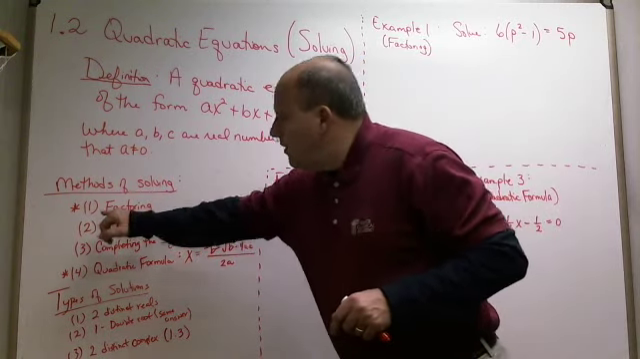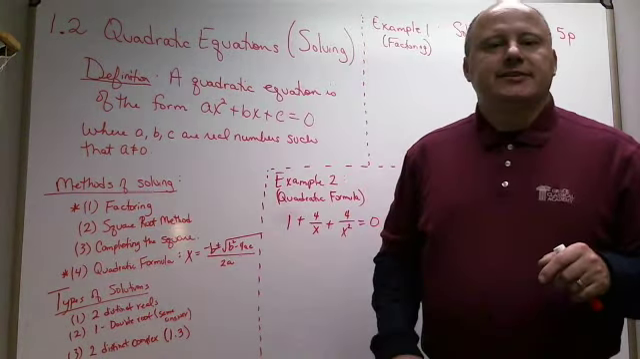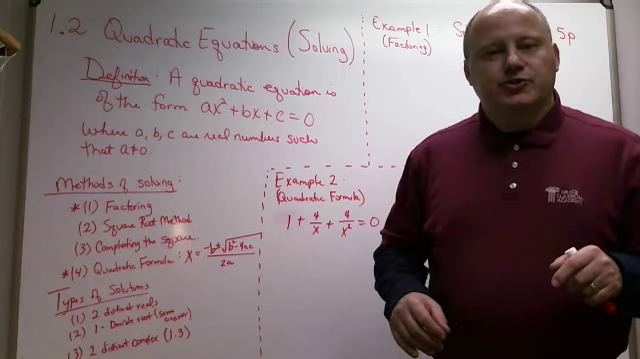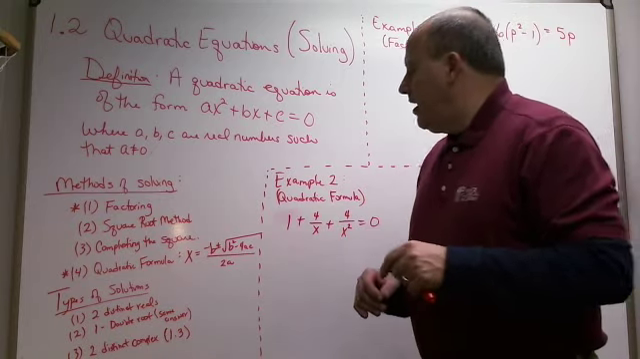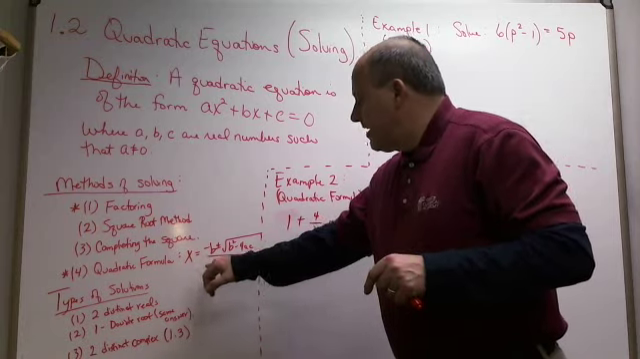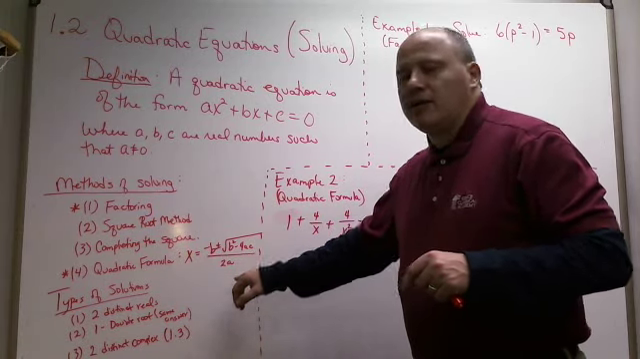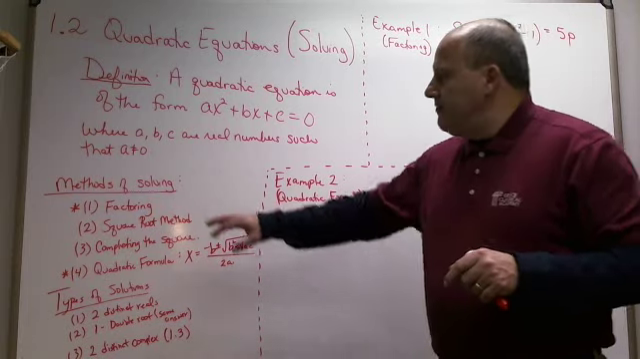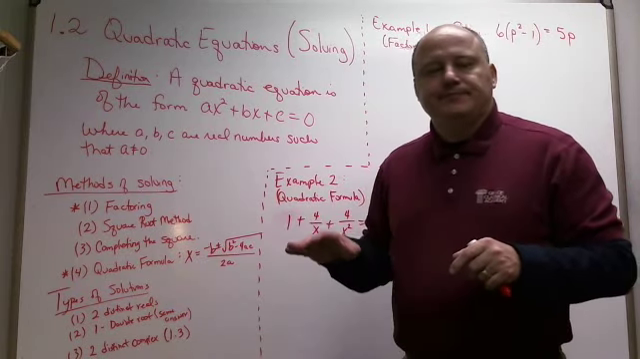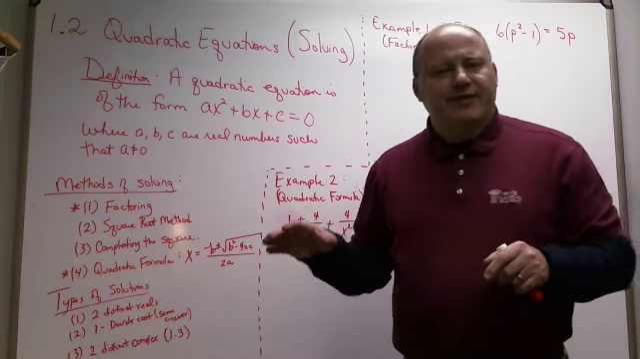Now, the reason the 1 and 4 had a little asterisk beside them is that these are the two methods we will concentrate on in this course. Remember, the quadratic formula is x equals negative b plus or minus the square root of b squared minus 4ac, all over 2a.